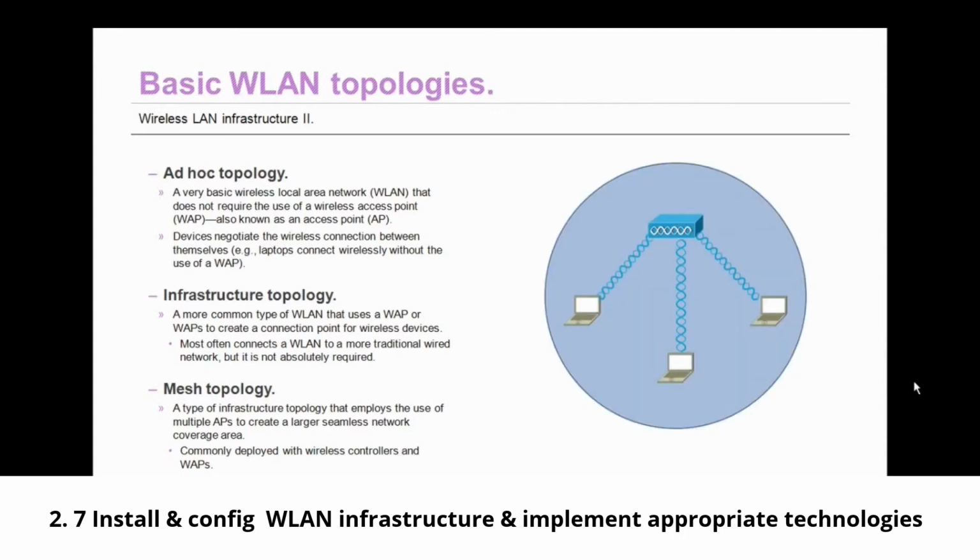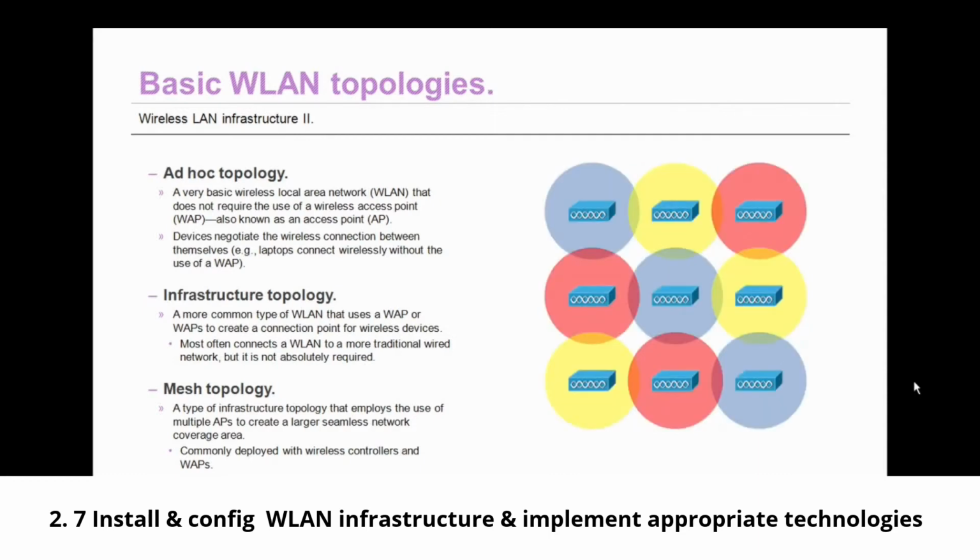Then there's the infrastructure topology. It's a more common type of wireless local area network that uses a WAP or multiple WAPs to create a connection point for wireless devices. Most often, it's used to connect a wireless network to a more traditional wired network, but that wired network is not absolutely required. Then there's the mesh topology. This is a type of infrastructure topology that employs the use of multiple access points to create larger seamless network coverage areas. They're commonly deployed with wireless controllers and wireless access points.